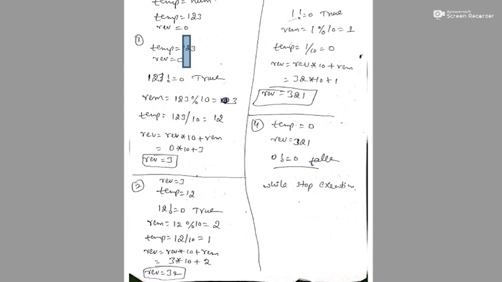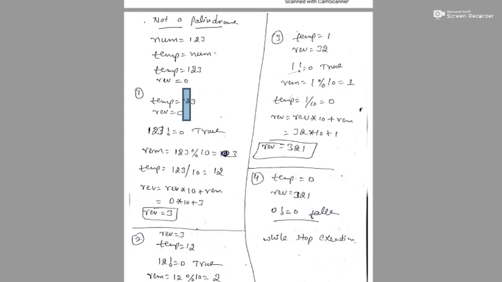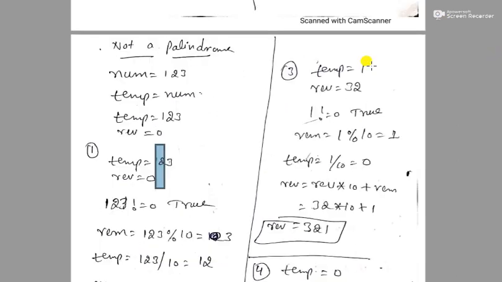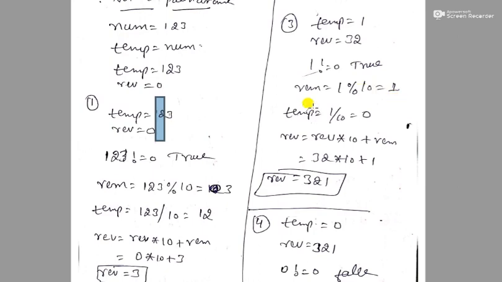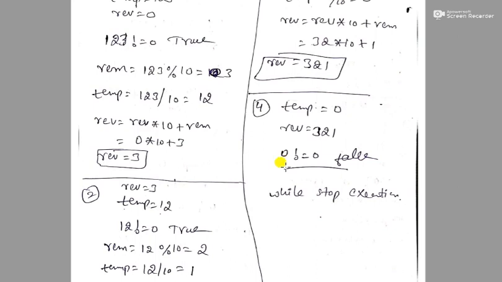So for the next iteration, temp value will become 1, reverse is equal to 32. 1 not equal to 0, true. And then remainder: 1 modulus 10 is equal to 1. Okay, and then temp is equal to 1 divided by 10, which is 0. Reverse is equal to reverse into 10 plus remainder, 32 into 10 plus 1, 321. Reverse now becomes 321. So next temp is equal to 0, reverse is equal to 321. 0 not equal to 0, condition fails. So now we get the reverse value.